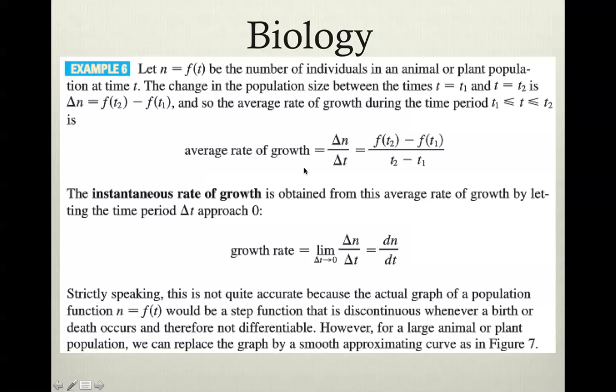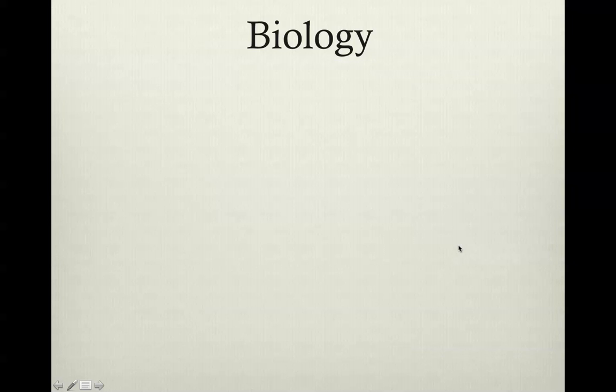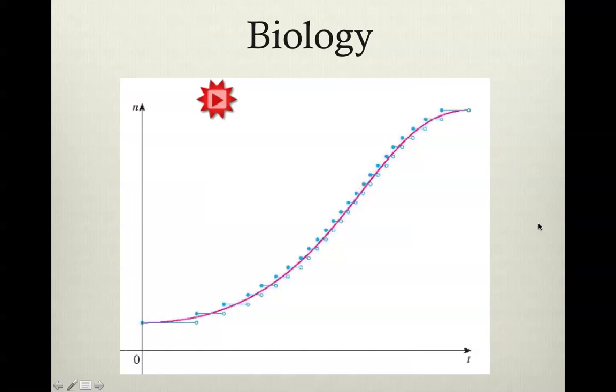The instantaneous rate of growth is obtained from the average rate of growth by letting the time period change in t approach 0. This can be found using the limit as t approaches 0 of change in n over change in t. This is not 100% accurate because the actual growth of the population n equals f of t would technically be a step function, which is discontinuous. However, we can represent it with a smooth approximating curve, as you can see in the following picture. So there's the step function, but we can approximate it with this smooth curve.